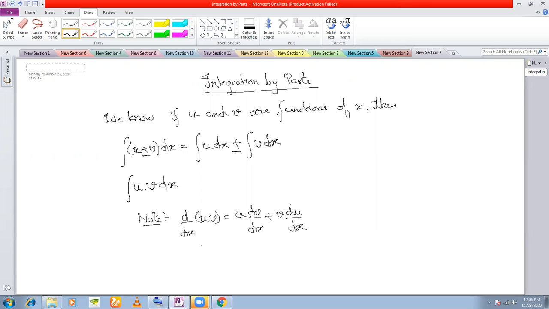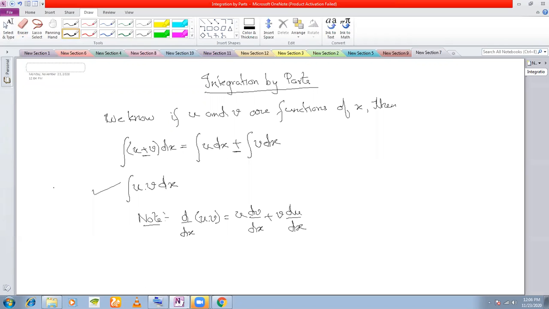Similarly, for integration, we have a product rule. We don't have a quotient rule for integration. We don't have an integral u by v dx. We only have a u into v rule for integration. So integral u into v dx, how will you evaluate this integral?